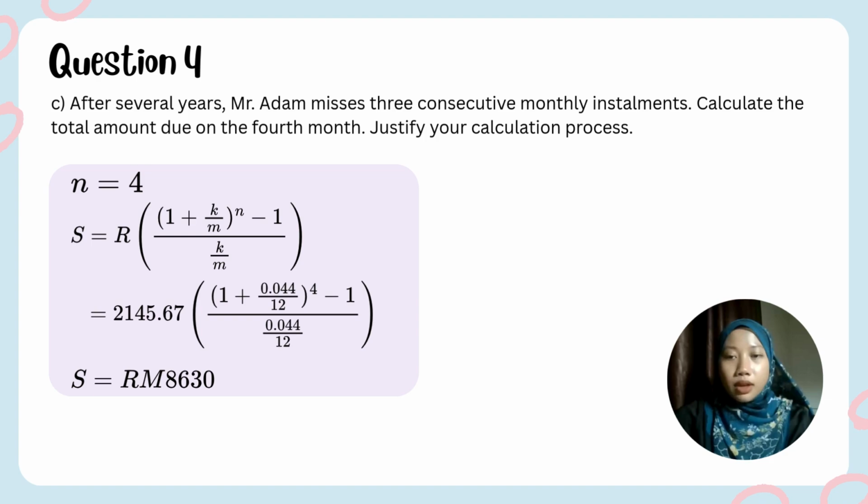2145.67. Question 4C. After several years, Mr. Adam misses 3 consecutive monthly installments. Calculate the total amount due on the 4th month. Justify your calculation process. For this question, we use a future value formula, which is S equals R times [(1 plus K over M) to the power of n minus 1] over K over M. The amount of R we can get from 4B, which is 2145.67. So we just substitute in the future value formula. So the final answer we can get is S equals 8630.